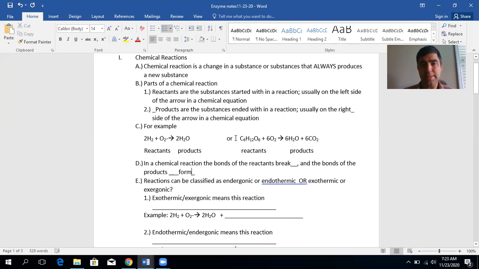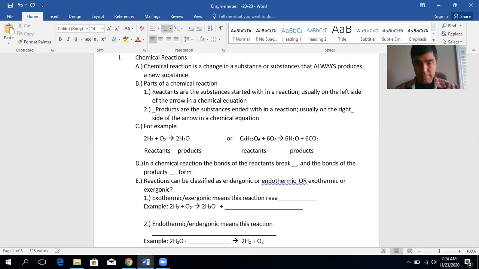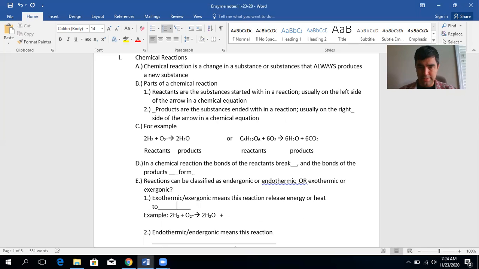Chemical reactions can also be classified as endergonic or endothermic, or exothermic or exergonic. If it's exothermic or exergonic, that means this reaction will release energy. It will release energy. We're going to write that right here. It will release energy or heat, and it'll release it to the outside.